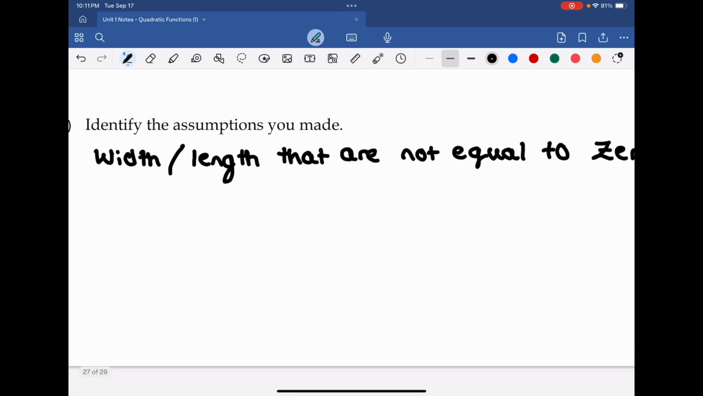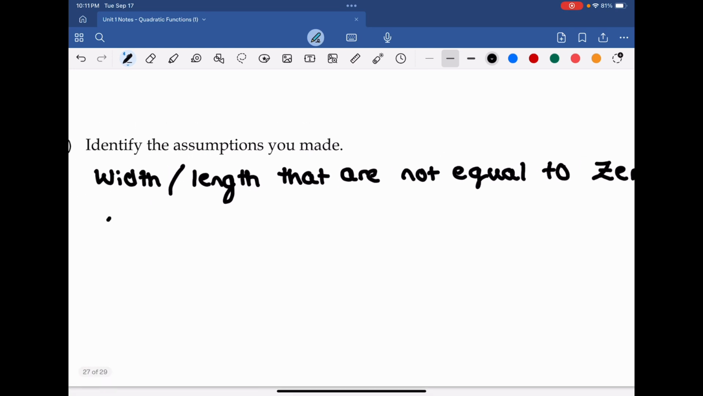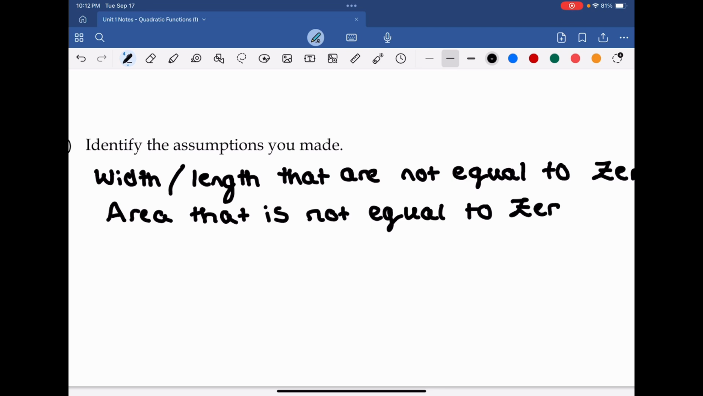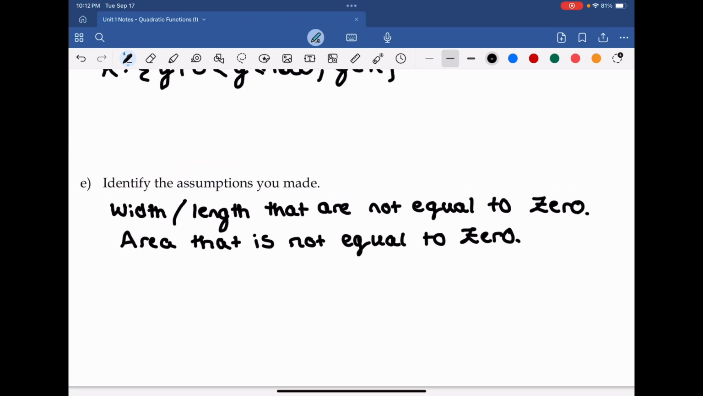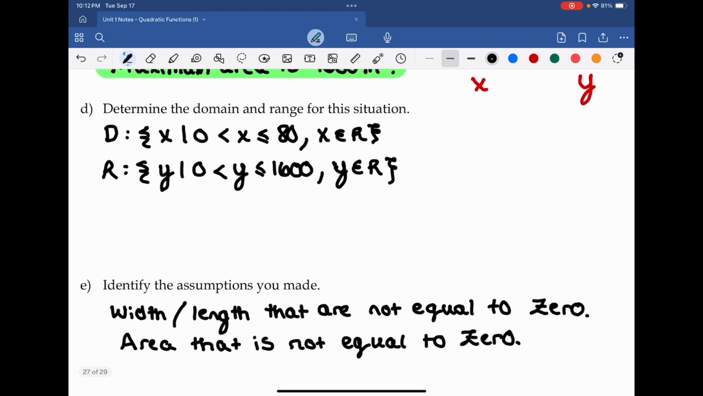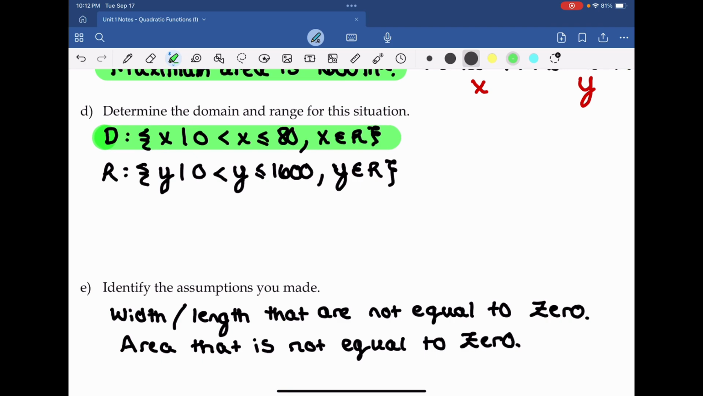Similarly, not only do we want the width and length to not equal zero, we also want the area that is not equal to zero. So therefore, our domain and range is strictly greater than zero, because if they were zero for either the y or the x, it would mean the area is zero or the width and length is zero, and we don't want to have that. So our assumption is just to keep these away from zero, because that would be inappropriate for this. Okay, and then again, what we can do is highlight our domain and range now that we have them here.